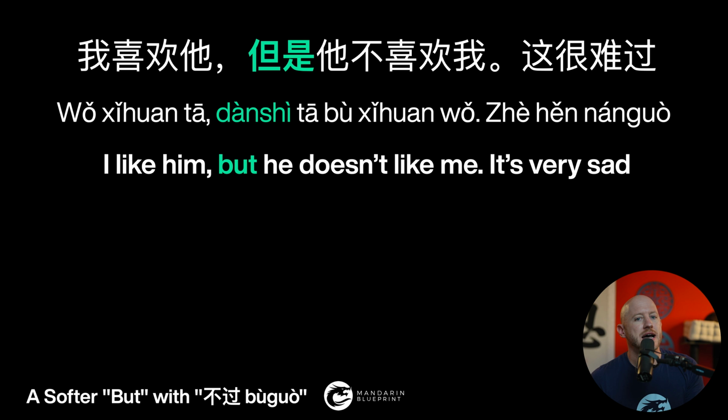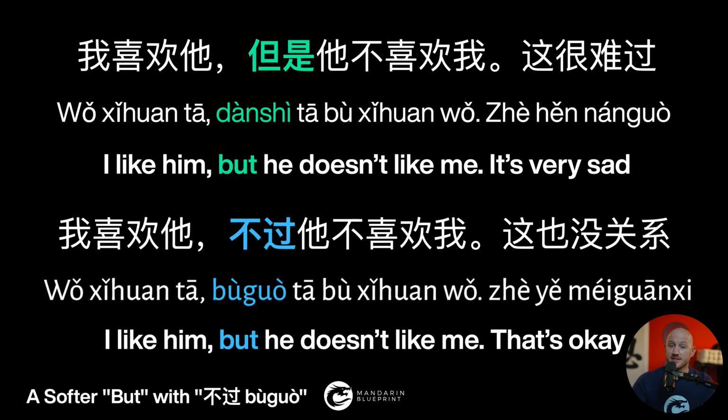Now, naturally, we'll need to compare 不过 with a more stern form of but. 但是, for example, 我喜欢他，但是他不喜欢我，这很难过. So there's that 难过 again. It means I like him, but he doesn't like me. It's very sad. Now, same sentence. 我喜欢他，不过他不喜欢我，这也没关系. Right? So I like him, but he doesn't like me. That's okay. Right? So you see how it's a different tone with the exact same sentence?